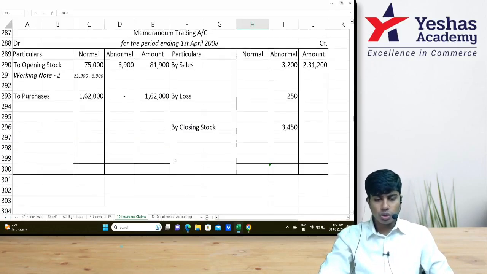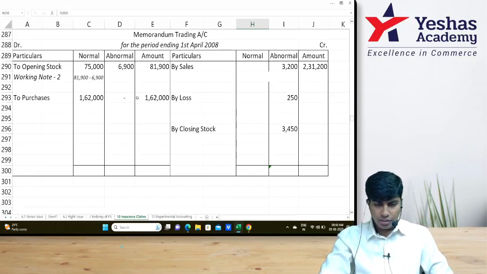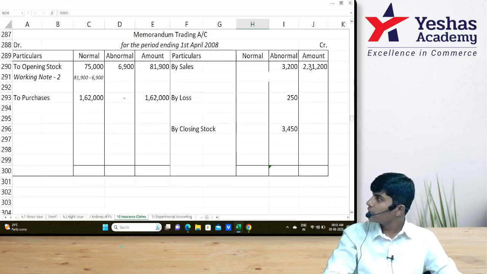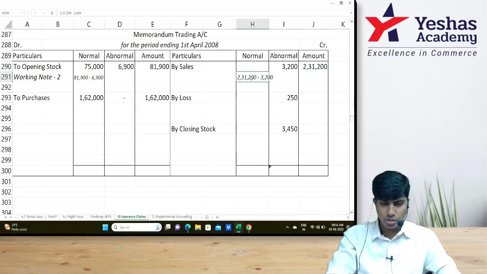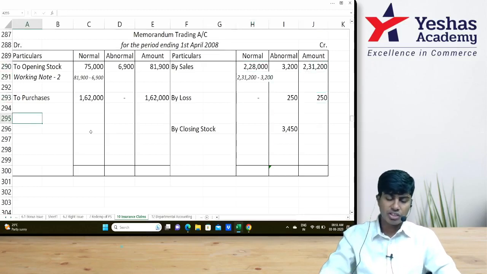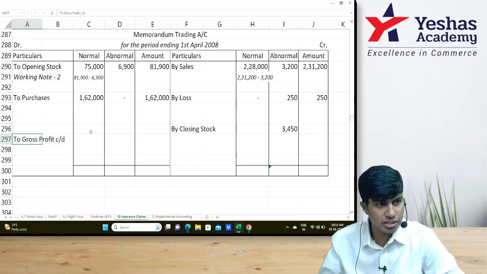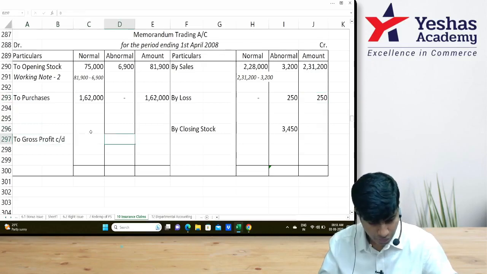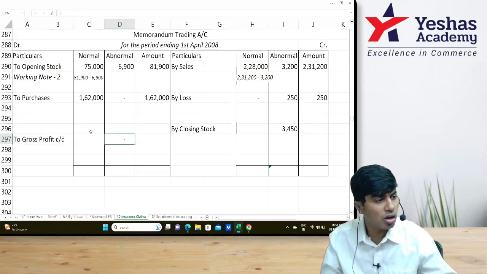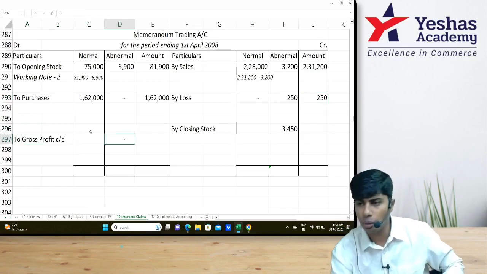That's it. So shall we find our loss over normal sales? Can we find how much is normal sales? 2,31,200 minus that 3,200. How much do we get? 2,28,000. So here this will be 0. This will be 250. So we need to find our GP. How do we find GP? Percentage on normal sales. On abnormal goods there is no profit. On normal goods we need to apply the GP percentage.